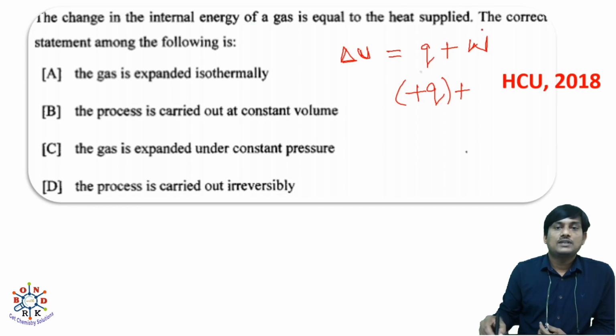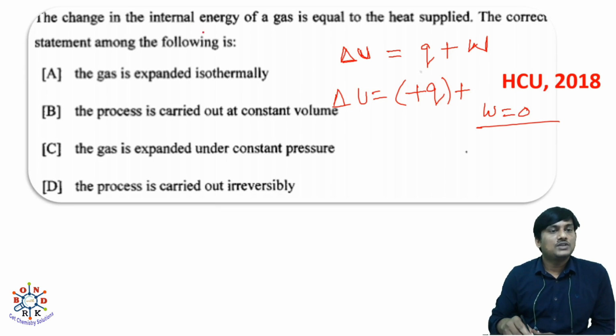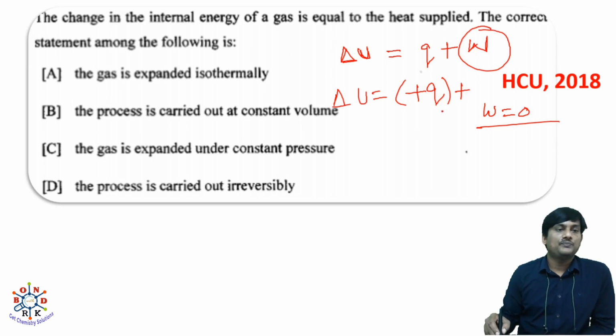Internal energy is equal to heat supplied. Delta U is equal to heat supplied means W is equal to 0. When the change in internal energy of a gas is equal to heat supplied, W is equal to 0, then delta U is equal to Q. Then the gas is expanded isothermally. When there is expansion of gas isothermally, delta U is equal to 0. But here delta U is not equal to 0, delta U is equal to Q. So this one is not correct.